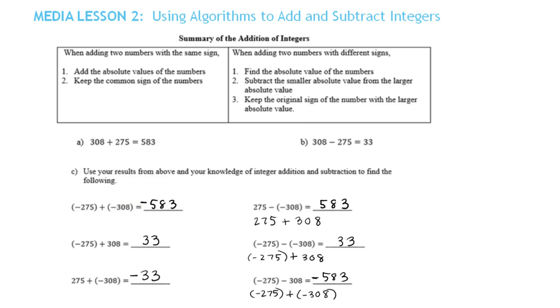Okay, so basically, given the addition or the subtraction of two integers, rewrite it as addition. If the signs are the same, you add the numbers like we did here and here. Okay, add the absolute values, keep the sign of the original numbers. If the signs are different, subtract the numbers like we did here, keep the sign of the larger absolute value.